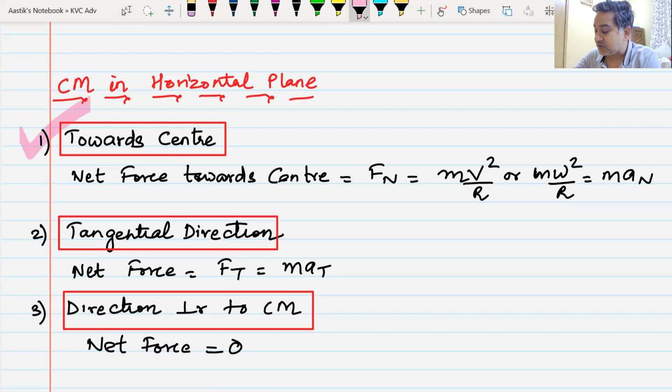The first equation has to be made towards the center. We call it the centripetal or the normal equation. The second equation you have to make along the tangential direction. We call it the tangential equation. And the third equation, if possible, will make it perpendicular to the plane of circular motion. And remember, there is no motion happening in there. Body will stay in equilibrium. Do we understand this? We will remember this.